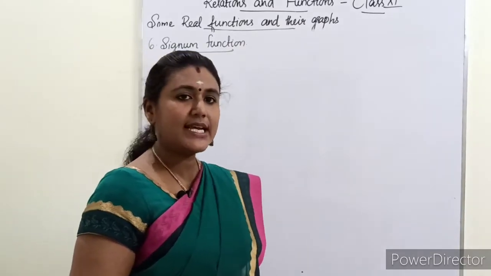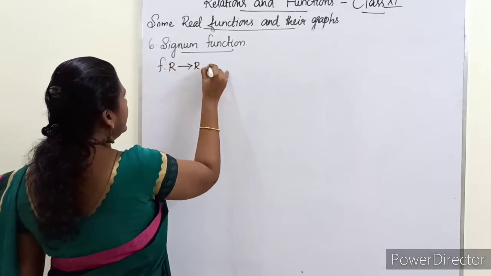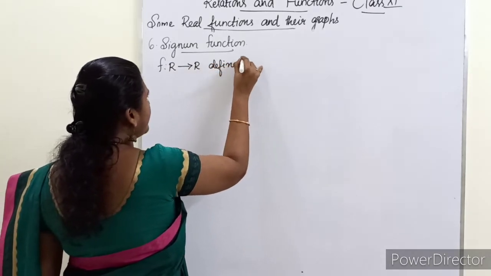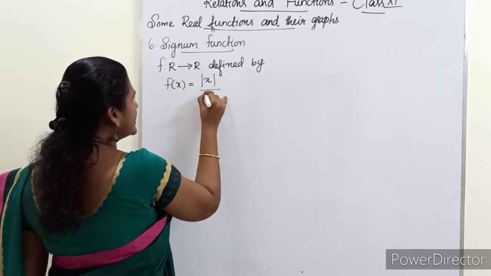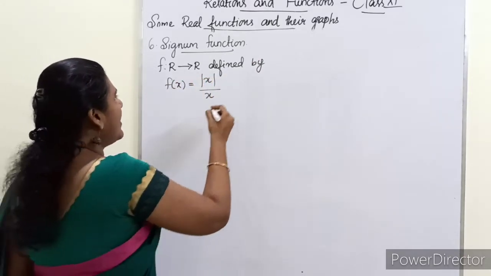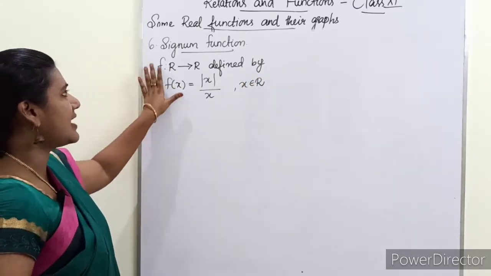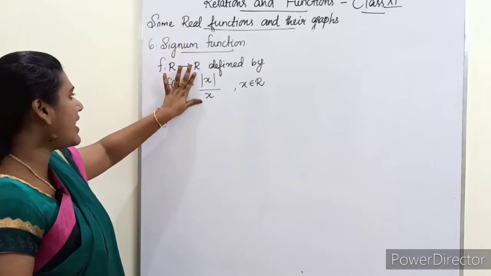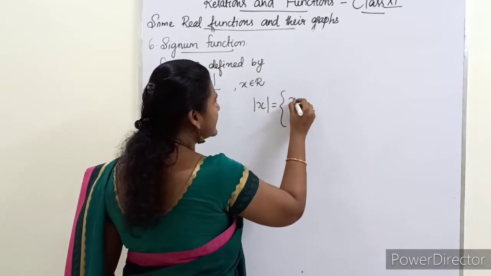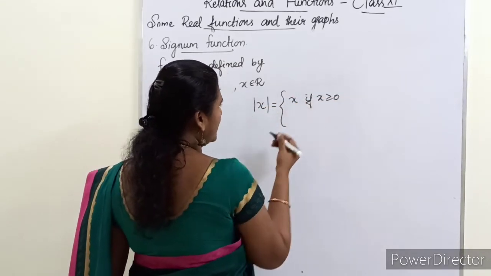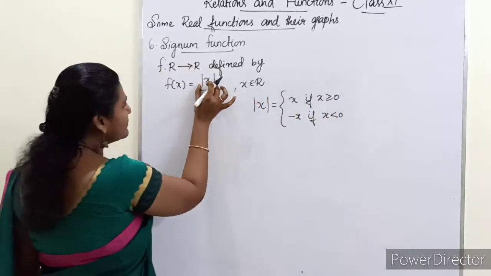Now sixth function, signum function. So function f from R to R defined by f of x is equal to mod x by x. Just now we have seen this modulus function where x belongs to R. So modulus of x by x. So this function is called a signum function, or we can define this in another way, because mod function we have already seen, it is x if x greater than or equal to 0, and it's minus x if x less than 0. So we will substitute these values here.